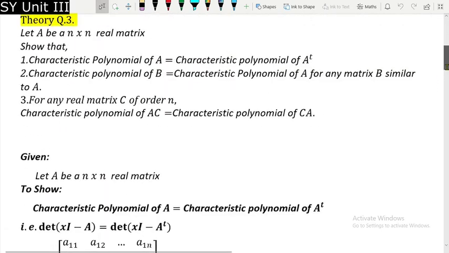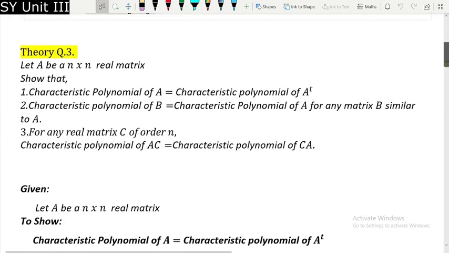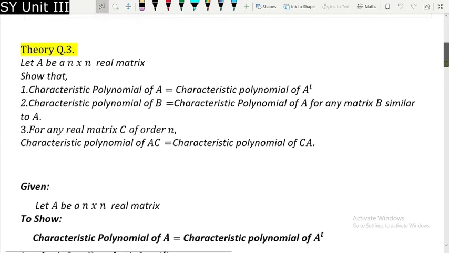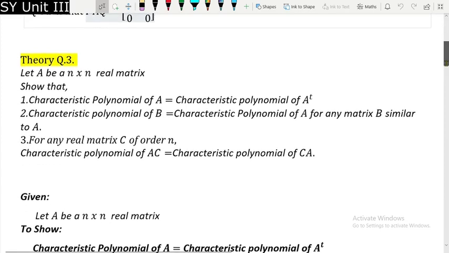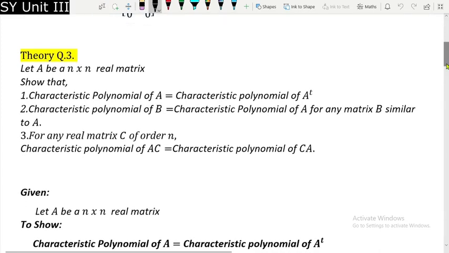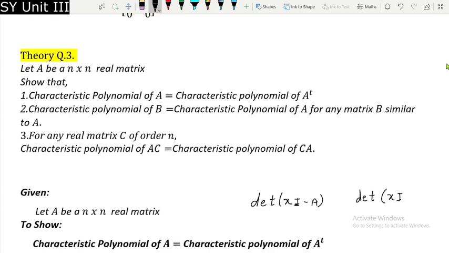So let us go for the first part. Let A be an n cross n real matrix; to show the characteristic polynomial of A is equal to the characteristic polynomial of A transpose. So the characteristic polynomial of A is given by what? Determinant of xI minus A, and the characteristic polynomial of A transpose is given by determinant of xI minus A transpose. Therefore we have to show that these two things are equal.